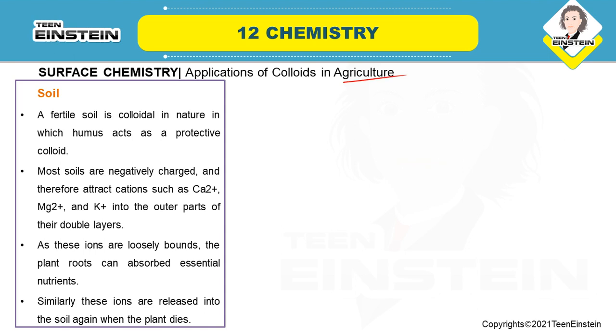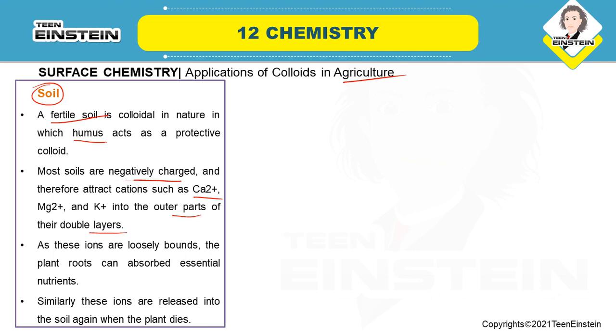Application in agriculture. First we will talk about soil. When we say the soil is fertile, it is basically colloidal in nature, and humus is present, which acts as a protective colloid. Humus is basically the organic matter generated from dead plants and animals. These soils are mostly negatively charged, so obviously they will attract positively charged cations like Ca2+, Mg2+, K+ in the outer parts of their double layer. Remember, we have discussed the double layer, right? A positively charged ion will be attracted by a negatively charged surface.